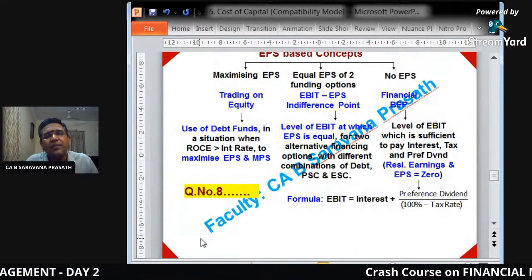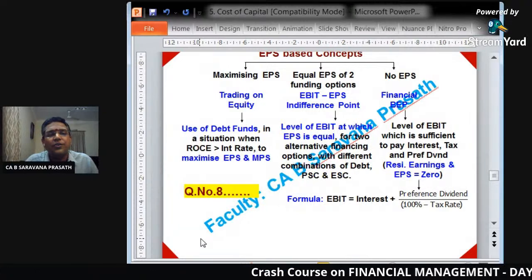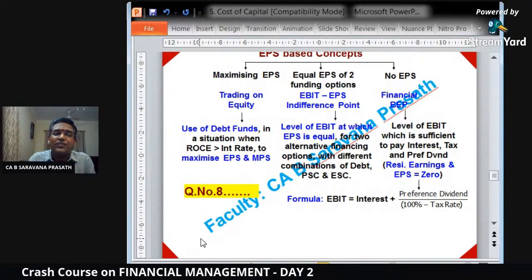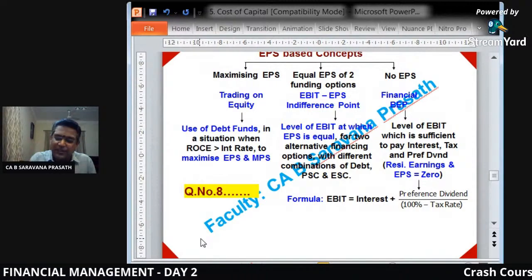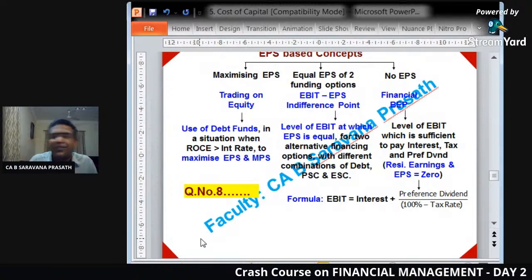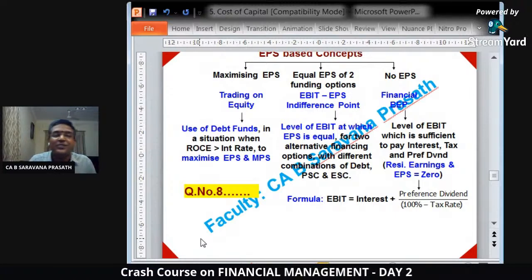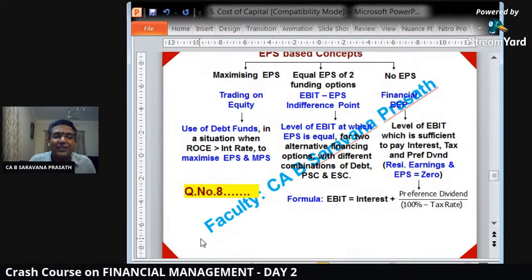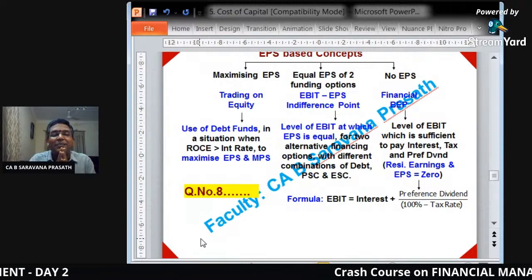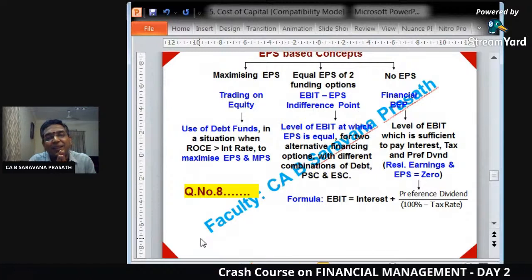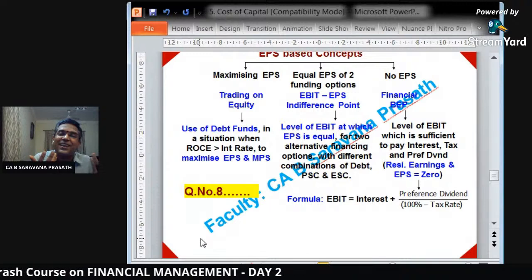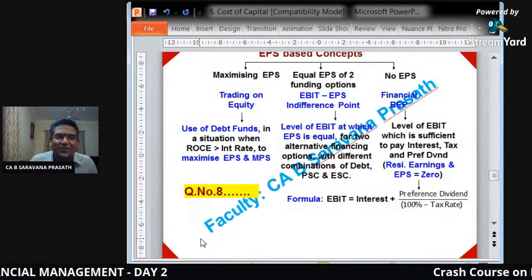Residual income available for equity shareholders is equivalent to zero. Whatever the company earns is going only towards payment of interest, tax, and the preference dividend. Nothing is available for the equity shareholder. That situation is called the financial break-even point. So the shareholders' prayer will be, let the company earn more than the financial break-even point so that I will have some EPS. That will be the prayer on the lips of every equity shareholder.